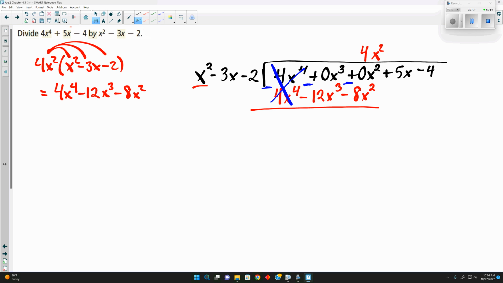0x cubed minus 12x cubed. Well, here the negative and negative make a plus. This would just be 12x cubed, because 0 plus 12 is just 12. Next one we have 0 minus negative 8. Negative, negative make a positive. 0 plus 8 is plus 8, and we have our x squared. Now we bring the next term down.